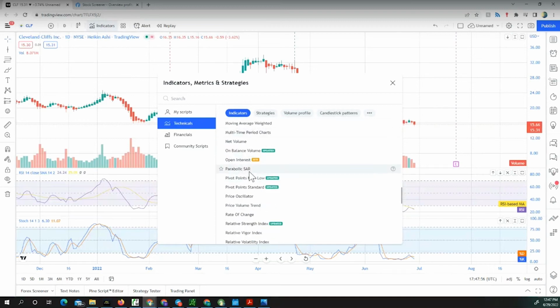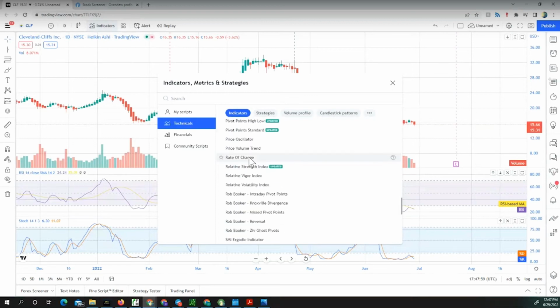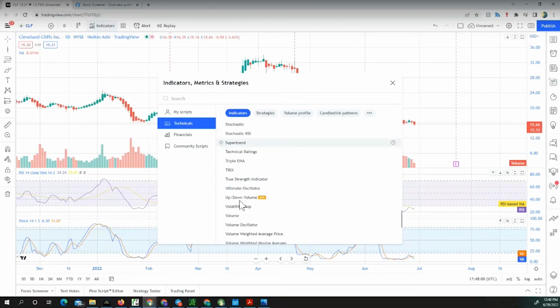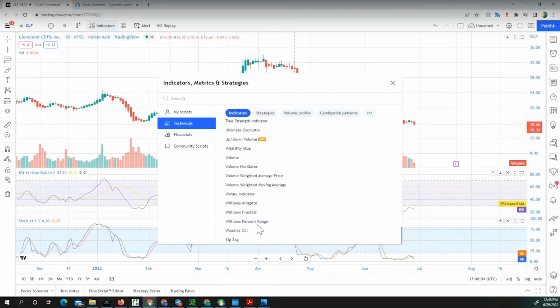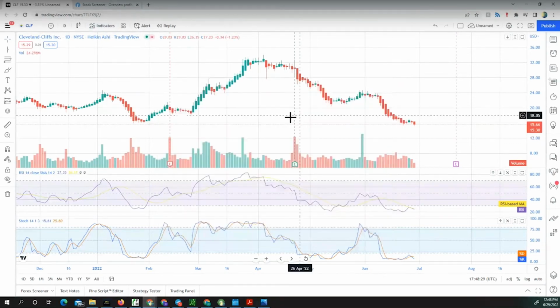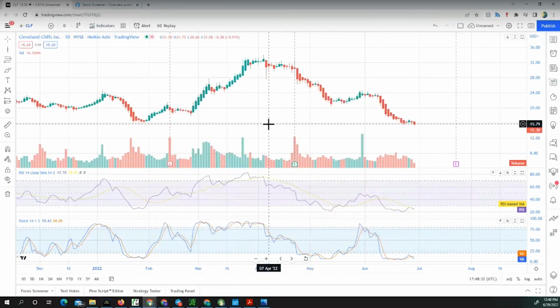Parabolic SAR is good, and then relative strength index, and VWAP, volume weighted average price, is also a good one. So go look into these indicators, and see if one or another of them works best for you. You don't have to use what I use, but all I'm saying is don't use too many of them because it will end up confusing you instead of helping you.